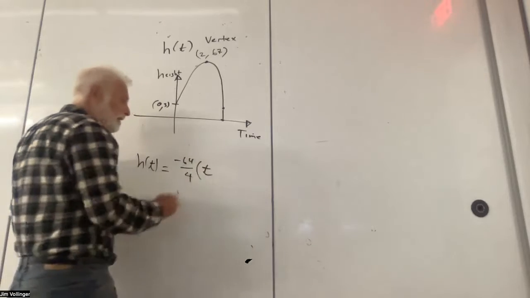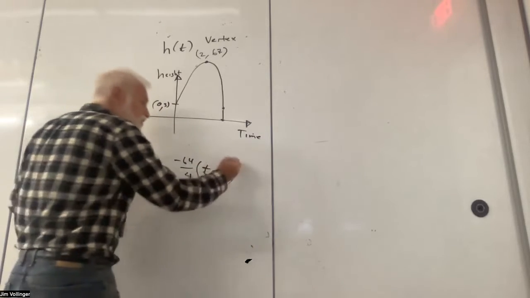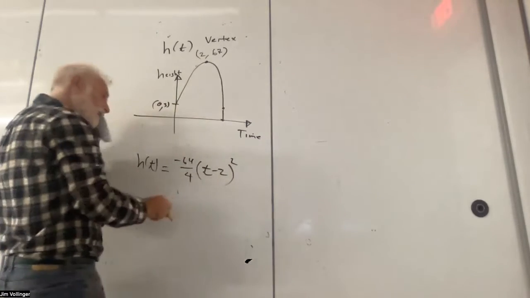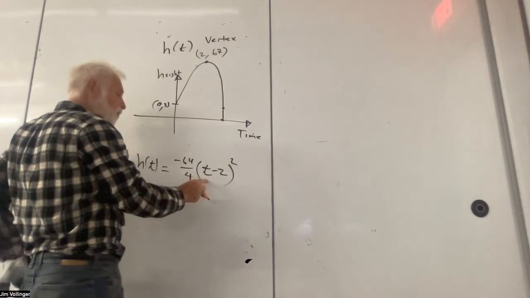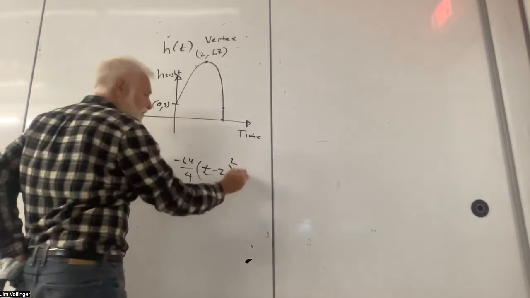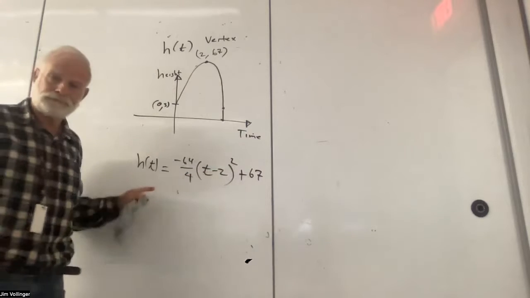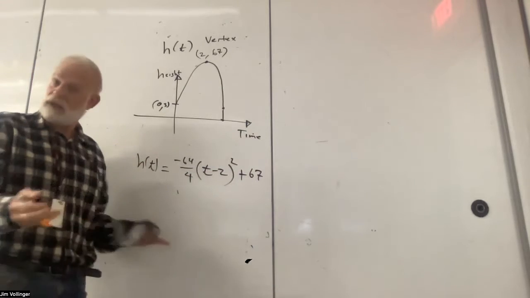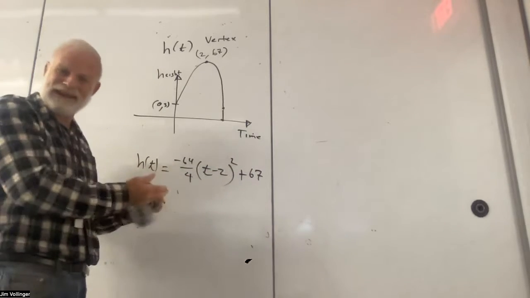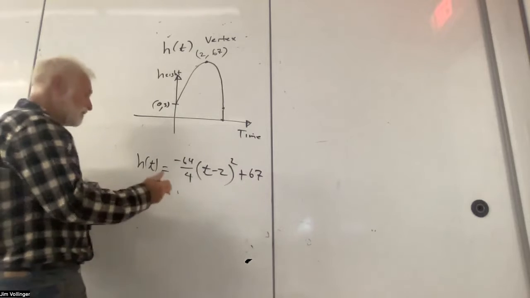So t minus 2 squared gives us this shape. And what do I want to match up with a time of 2? 67. Now you do this out, because that's one of the test questions, expanding. All right, so I will expand it.